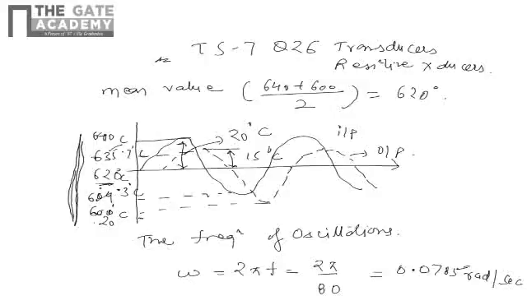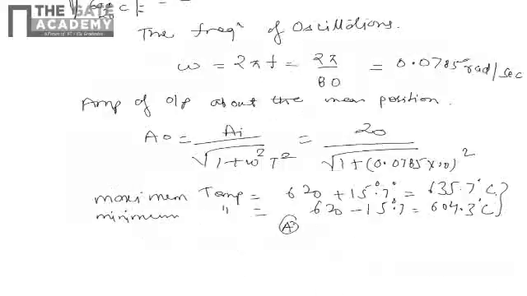So if you see the options, then your option number A, which says 635.7 degrees and 604.3 degrees Celsius, is correct. So for this, your option number A is correct. So question number 26, option number A is correct.